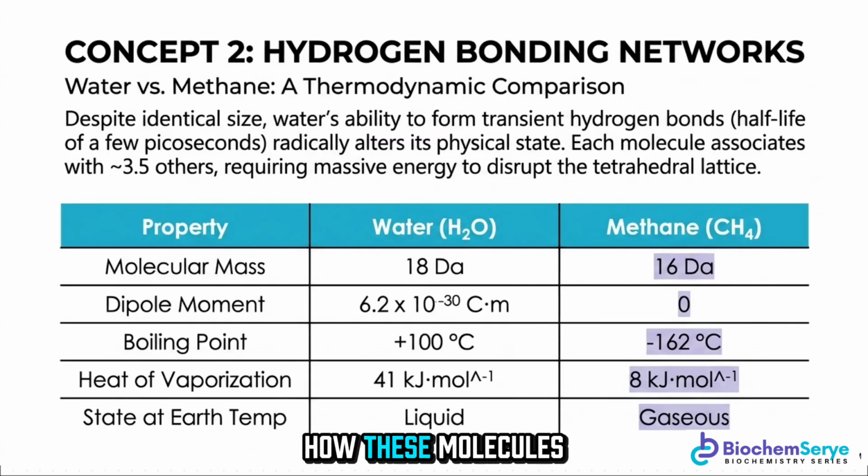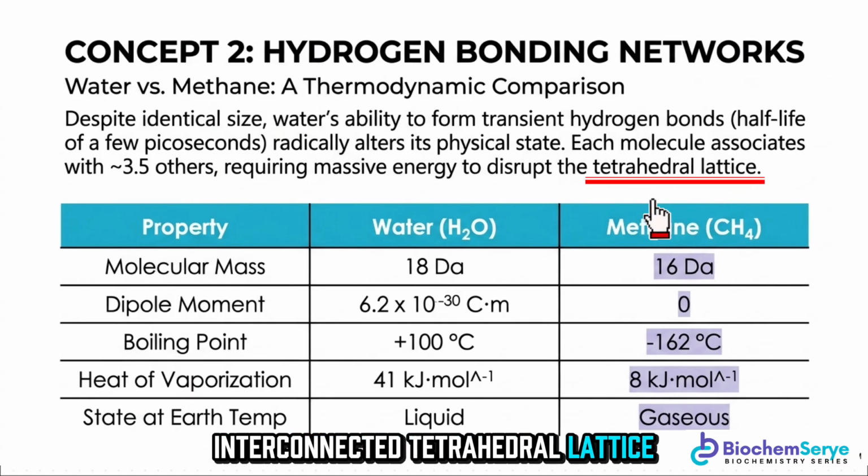Now, let's look at how these molecules interact through hydrogen bonding networks. Because opposite charges attract, the partially positive hydrogen atom of one water molecule is immediately drawn to the partially negative oxygen atom of a neighboring molecule, creating a transient hydrogen bond. While each individual bond is incredibly brief, we're talking fractions of a second, they constantly break and reform. On average, each water molecule associates with about 3.5 others, creating this massive, interconnected tetrahedral lattice.